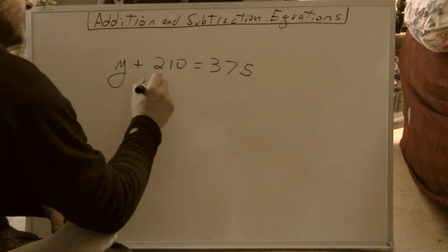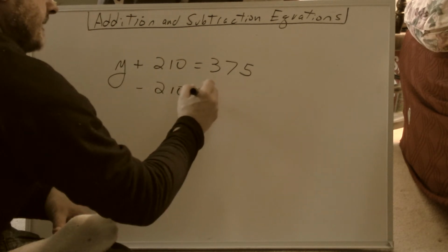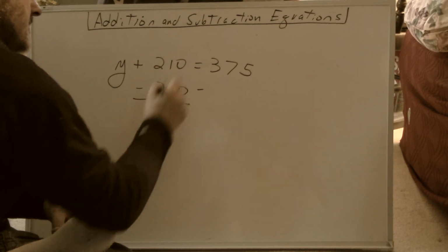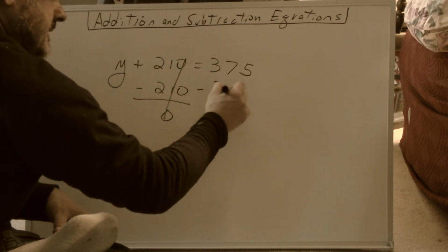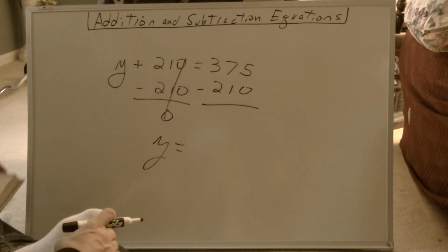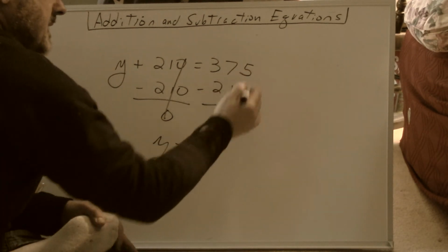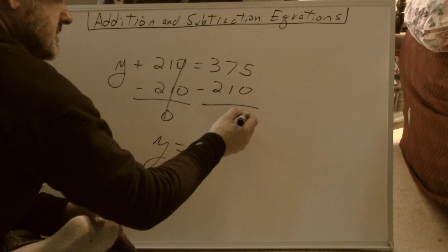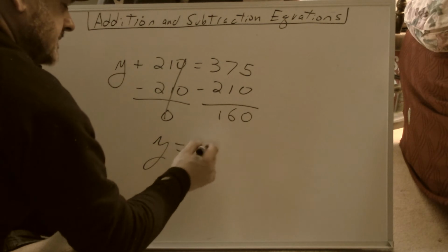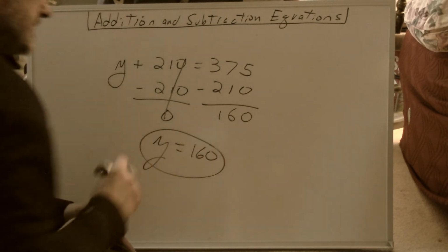So we go minus 210, minus, and then 210 minus 210 is 0, and then minus 210 over here. Y equals 375 minus 210. 5 minus 0 is 0. 7 minus 1 is 6. 3 minus 2 is 1. 160. So y is 160.